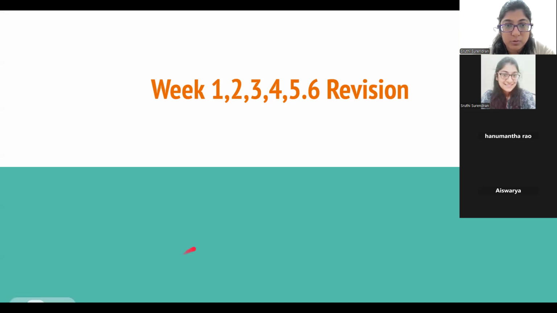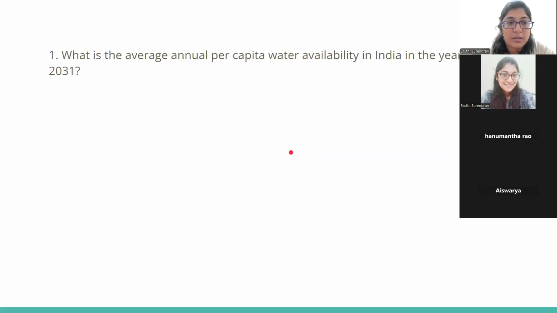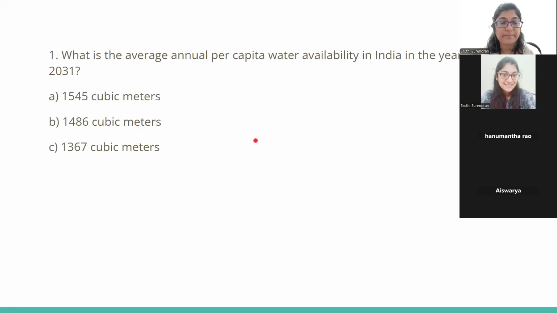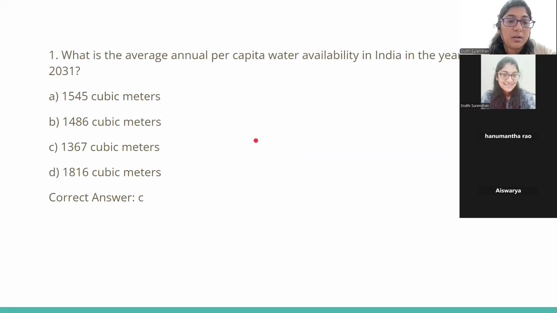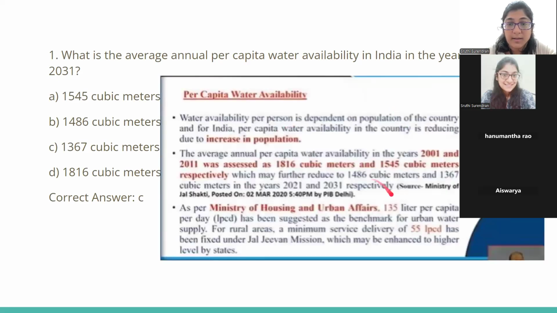Okay, so let's just go through these revision points. In the first week, questions of this form: what is the average annual per capita water availability in India? These are questions that can come based on the statistics. What is the water availability for urban areas, what is the water availability for rural areas. These are some portions that are covered in the first week's lecture.